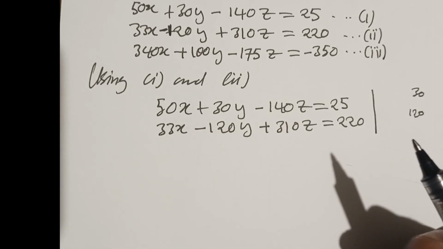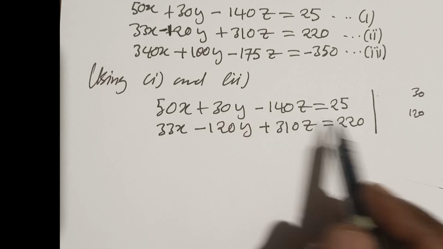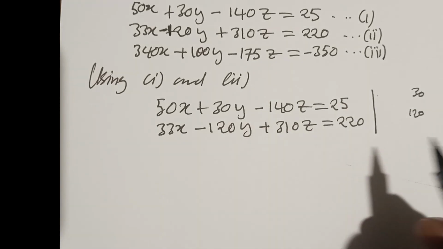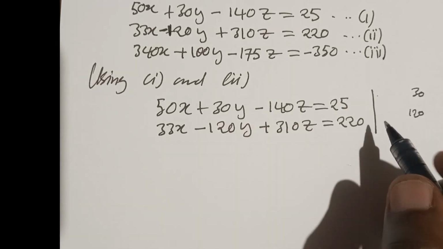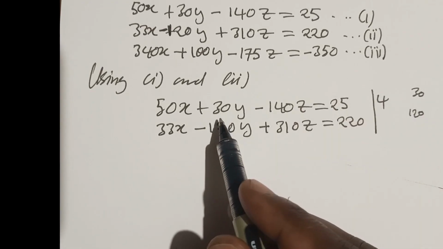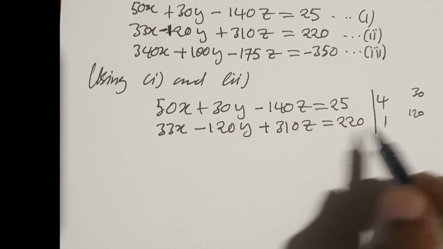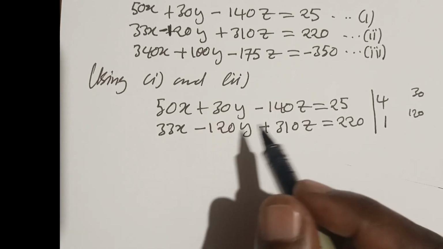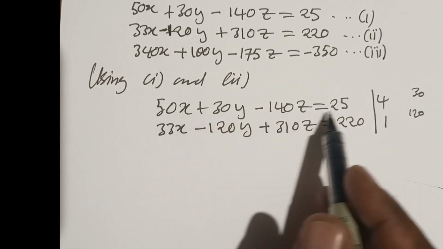so that I can have the same coefficient here? The most intuitive one is to get 120 here and then 30 there, but you can use smaller numbers. So let's have a 4 there, so that 4 times 30 will give me 120, and the 1 there, so that 1 times 120 will give me 120. So 4 times the entire equation here.